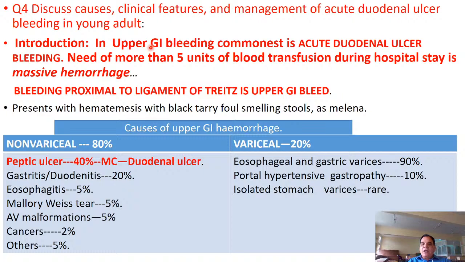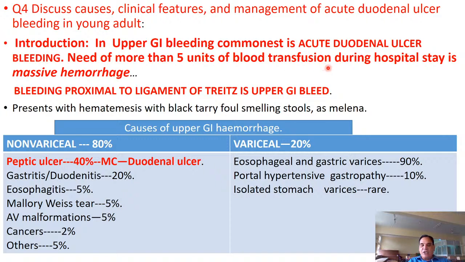Upper GI bleeding, the commonest cause in our country is an acute duodenal ulcer. Acute ulcers bleed, chronic ulcers are fibrotic. Fibrotic ulcers do not bleed. Chronic ulcers perforate, acute ulcers bleed. In simple terms. And what do you mean by massive? Massive hemorrhage means need of more than 5 units of blood transfusion.